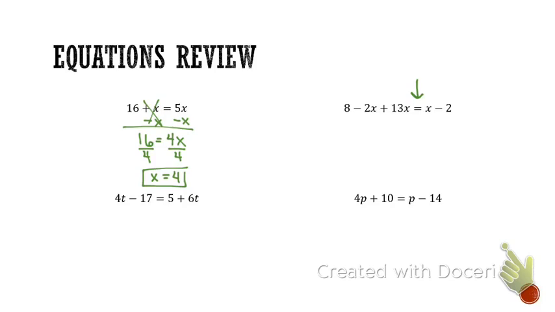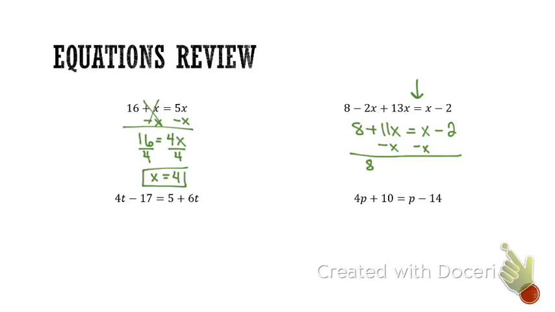So negative 2 plus 13 is 11. 8 plus 11x equals x minus 2. And now if you remember back to what I said on the first example, my preference is when I have variables on both sides of the equation to move the smaller of the two values. All right, so that would mean x is smaller, so I would subtract x to the left side. All right, so basically I'm moving my x's to the left side.